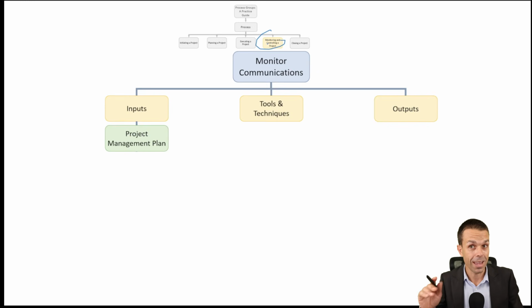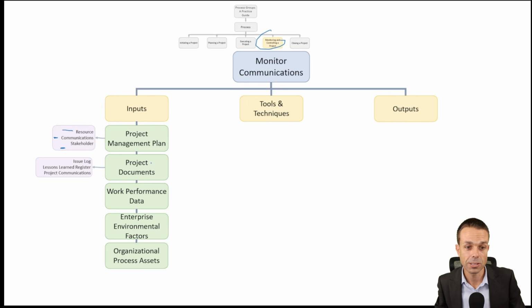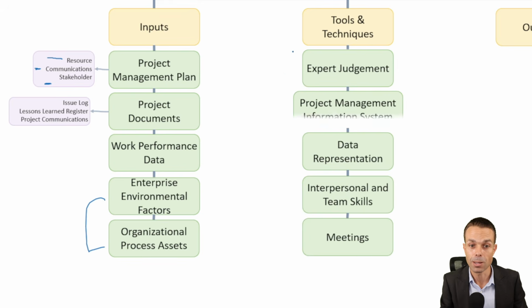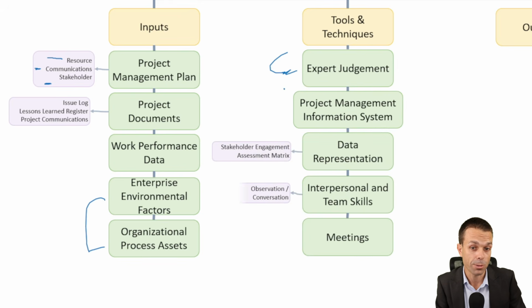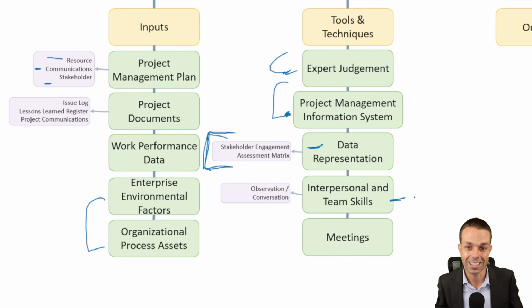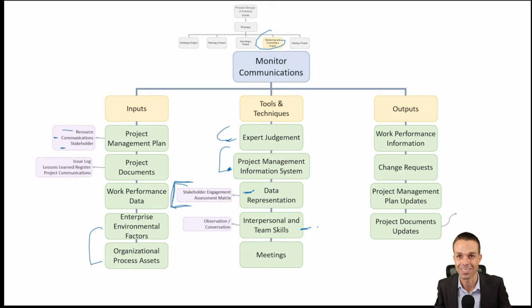And the inputs, can you guess? Project management plan, exactly. Project documents, work performance data for how our project is tracking, EEFs and OPAs. Expert judgment is something that we'll need as always. Project management information system to get the information for how our project is tracking. Data representation, interpersonal and team skills, and meetings. Again, meetings, one of those things, they are everywhere in our tools and techniques.